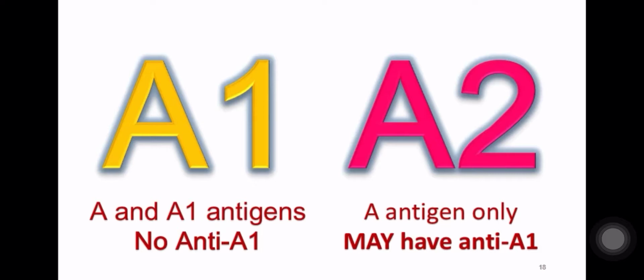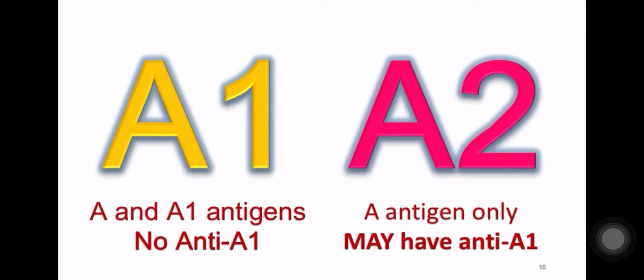Before we go to number 6, let's take a look at the A subgroups. In 1911, von Dungern described 2 different A antigens based on the reactions between group A RBCs and anti-A, and between group A RBCs and anti-A1. Group A RBCs that react with both anti-A and anti-A1 are classified as A1, whereas those that react with anti-A and not anti-A1 are classified as A2.